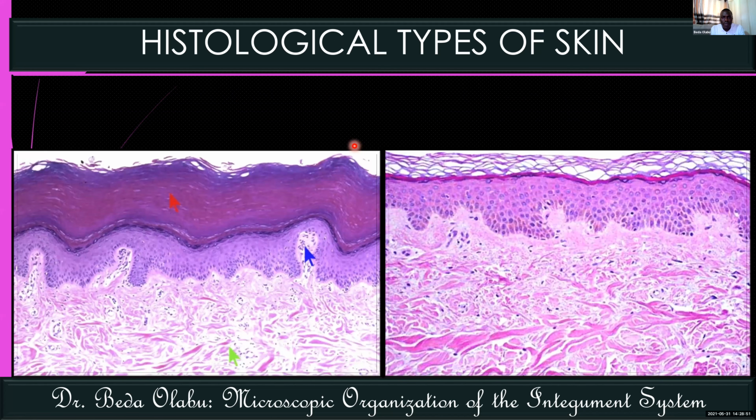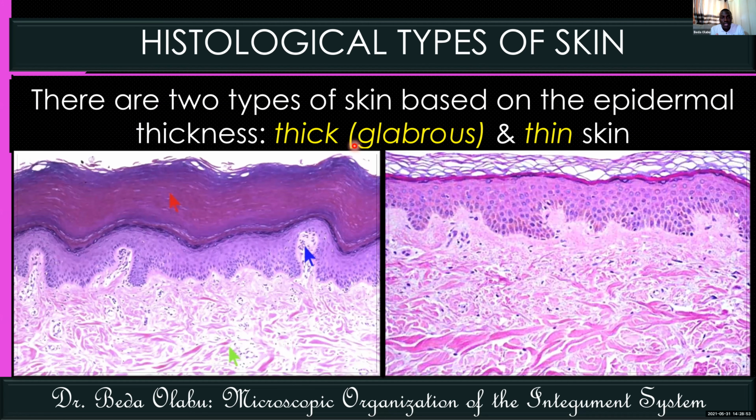Based on the structure of the epidermis, we can classify skin into two histological types. Remember, this is based on the structure of the epidermis. It is not based on the full thickness of the skin, which means you are looking at dermis and hypodermis. Sorry, dermis and epidermis, no. Here, we're just looking at the epidermis. So based on the structure of the epidermis, we have two types of skin.